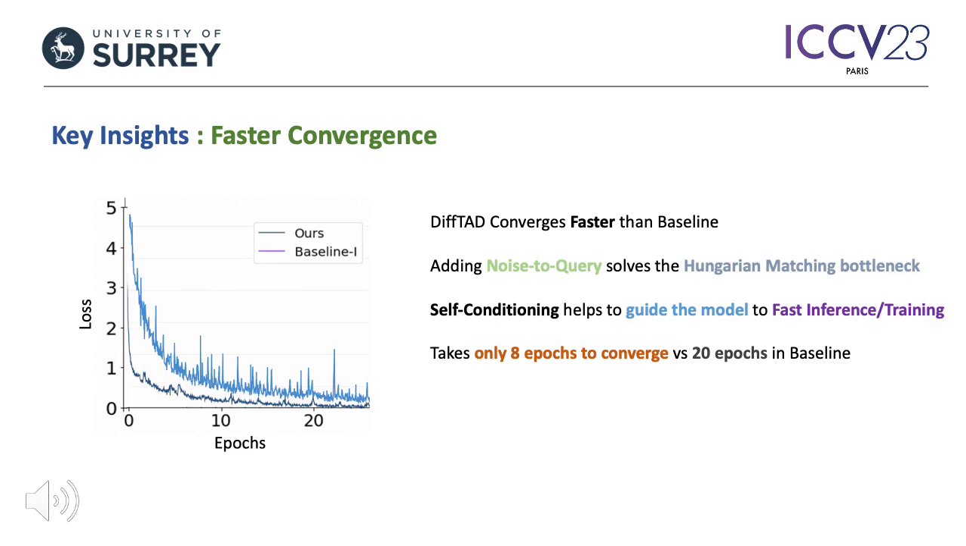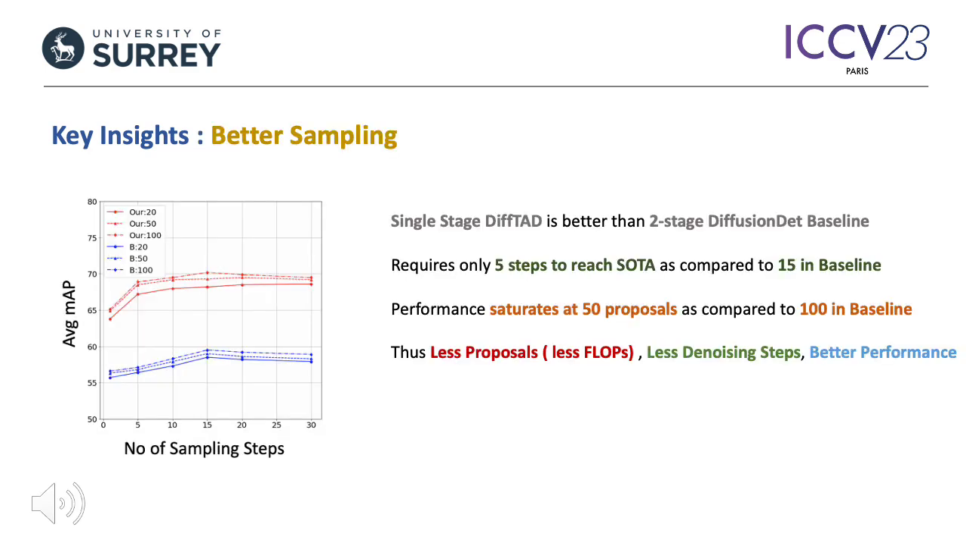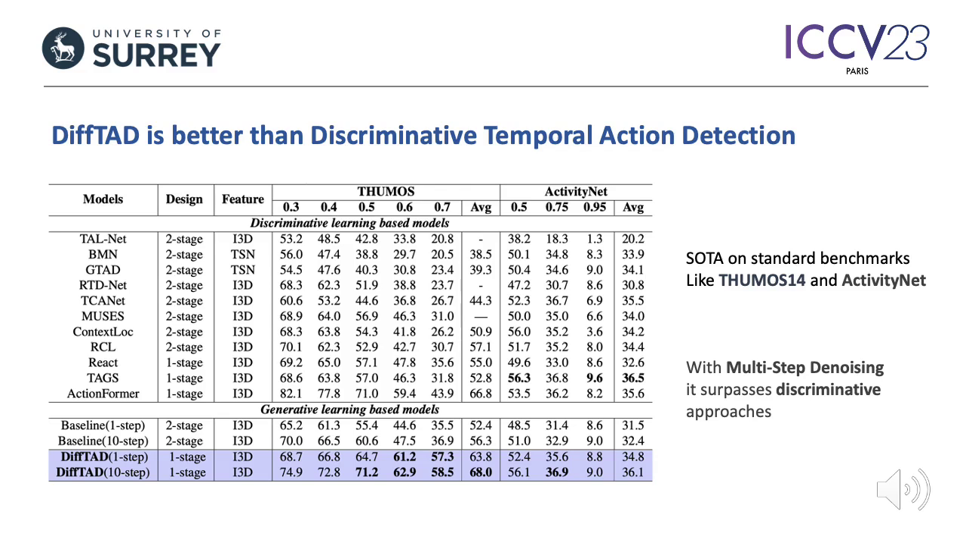The second is faster convergence. As shown in the figure, our DiffTAD converges faster in training due to solving the Hungarian matching bottleneck by adding jitter in the proposals as a part of the reverse process denoising strategy. Lastly, it is sampling efficiency. Because of our inherent model design, we can obtain the best performance with very few proposals as queries, fewer denoising iterations and low memory. Now coming to quantitative results, our DiffTAD surpasses most of the discriminative learning competitors with just a single step of denoising. However, with multiple steps it is the state of the art on both ActivityNet and FineAction datasets.